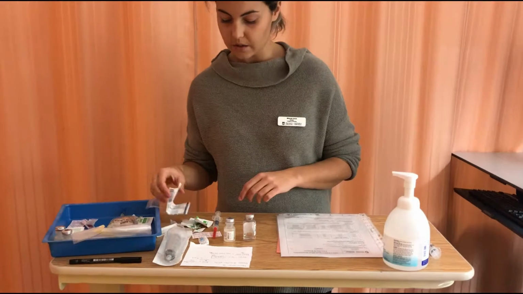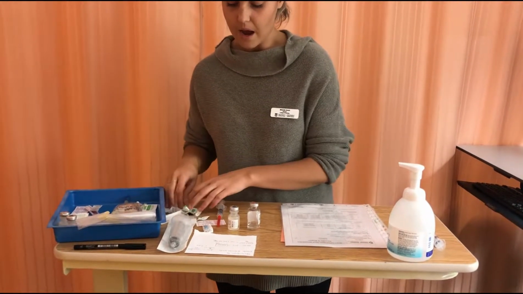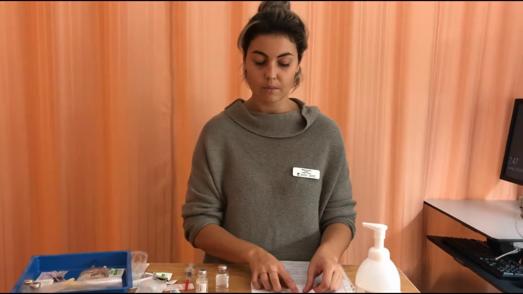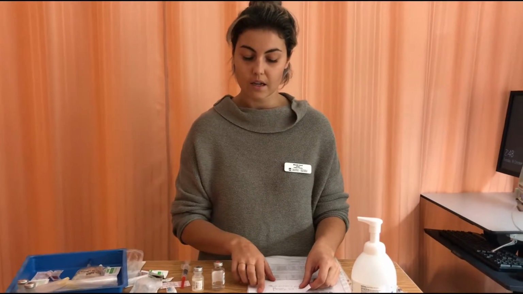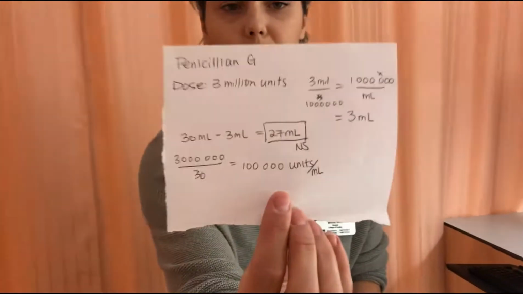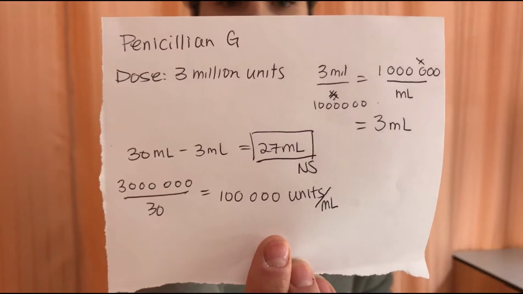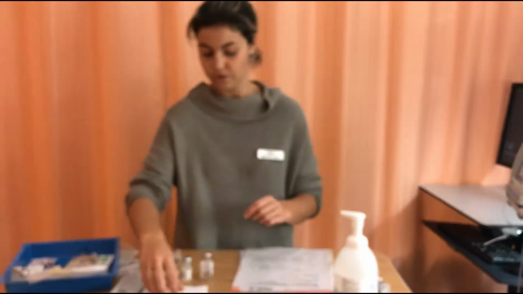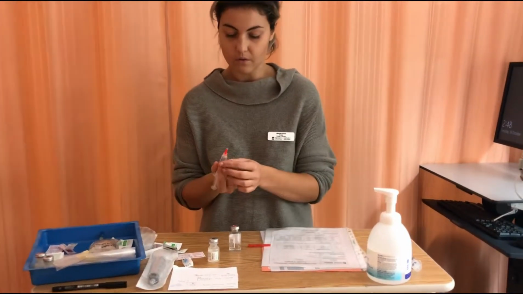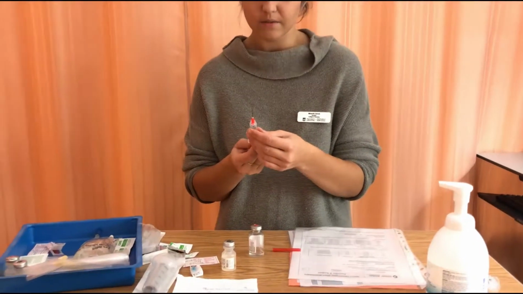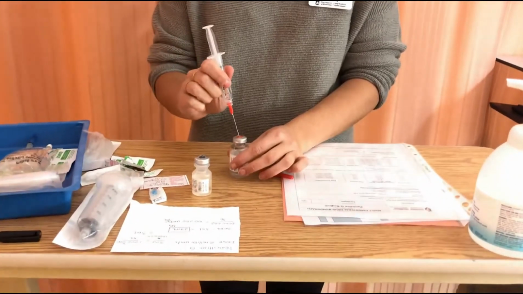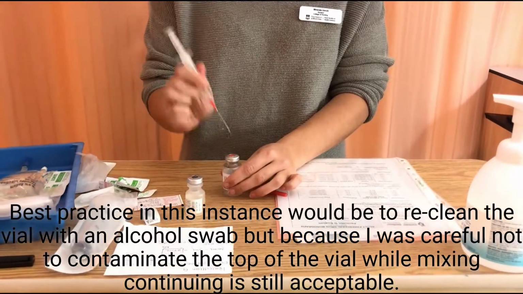So now I'm going to be drawing up my dose. So my dose is 3 million units, and I calculated that equals 3 mLs. So I'll be drawing up 3 mLs of the dose, the penicillin here. So I have the air displaced. Make sure it's at the 3. And I'll mix the medication vial.